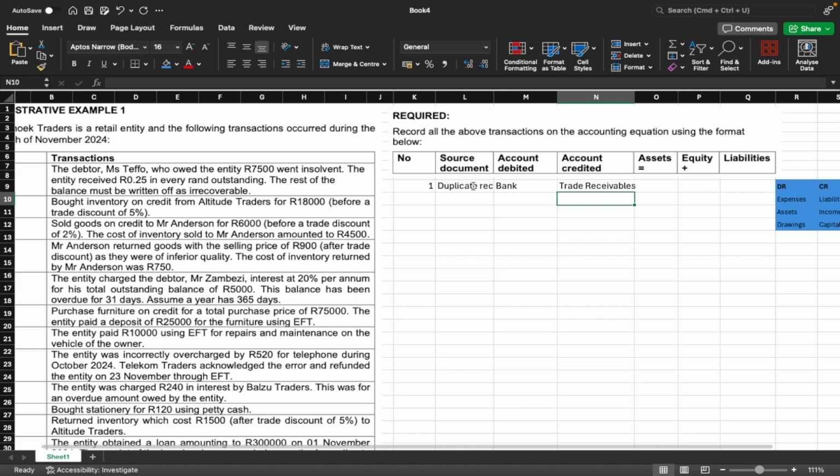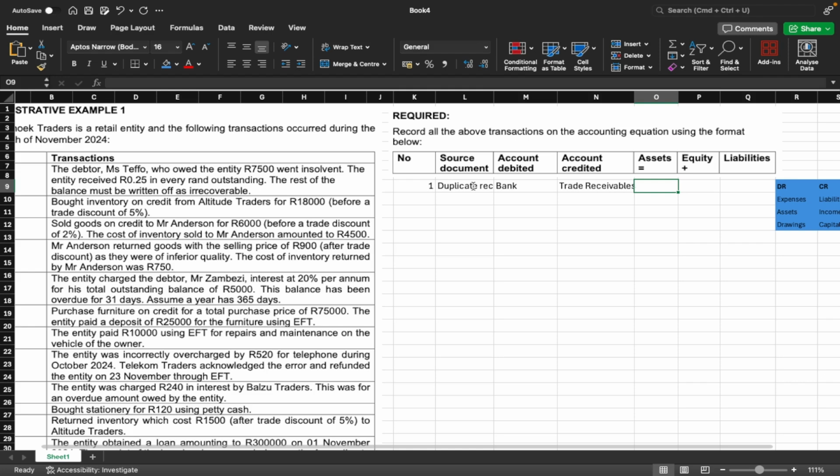But remember, the name of the debtor is not the account. The account here is trade receivables or debtors control. So those words can be used interchangeably. So whichever one you'll put there should be fine. And how much are we receiving? We have to indicate whether it's a positive or a negative. We know that money is coming into our bank account.